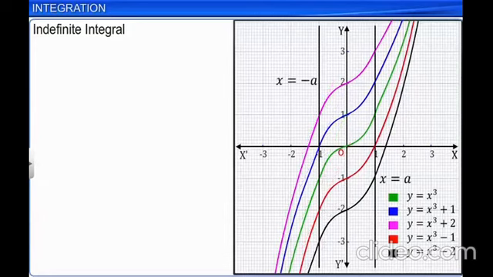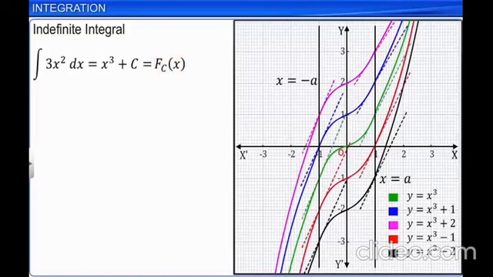Let us denote this by f subscript c of x at the points of intersection of the curves by the line x is equal to a, where a belongs to R. This implies that the tangents to all the curves y is equal to f subscript c of x, where c belongs to the set of real numbers, at the points of intersection of the curves by the line x is equal to plus or minus a, where a belongs to R, are parallel.